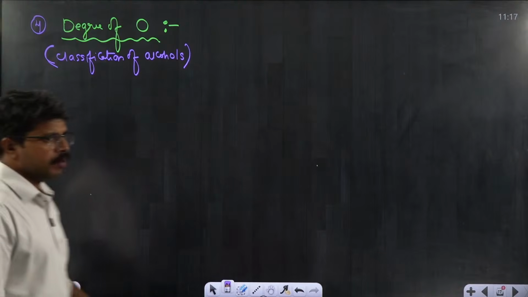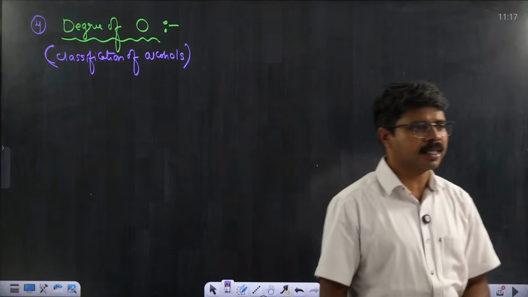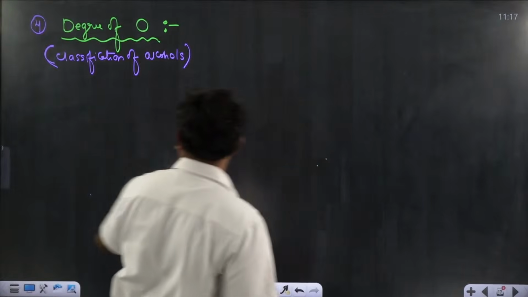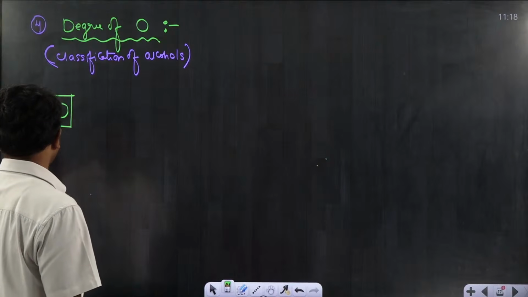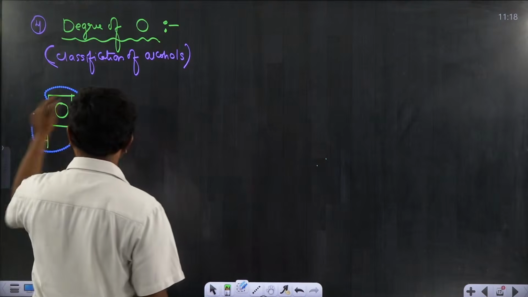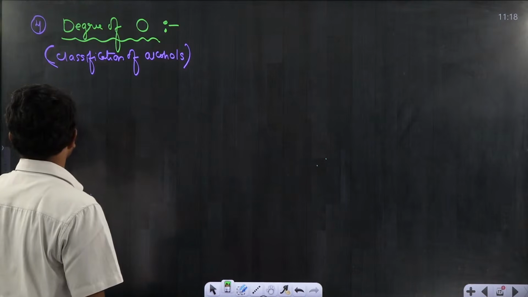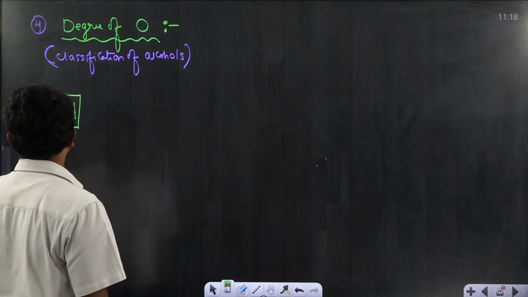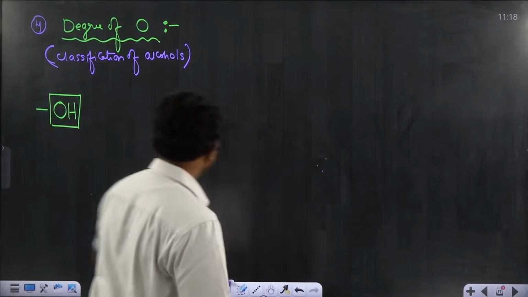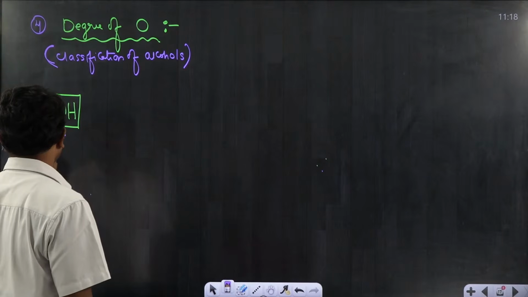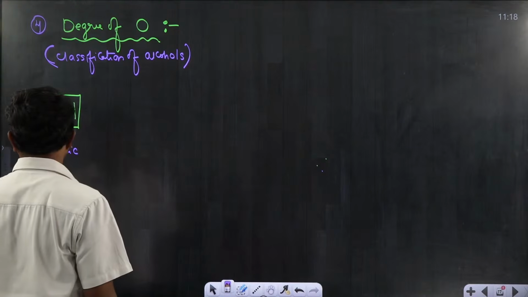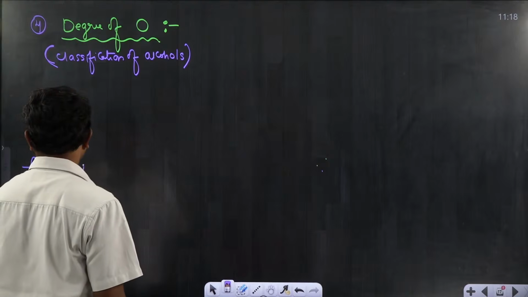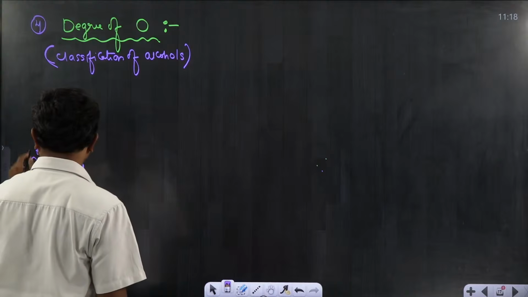Okay. Whenever we are referring to degree of oxygen, it refers to the classification of alcohols. Again, the same story. We have 3 categories of alcohols. When I am talking about alcohol or degree of oxygen, I am trying to refer to alcohol. As we know, the OH group is referred to as the alcoholic group, or alcoholic functional group.